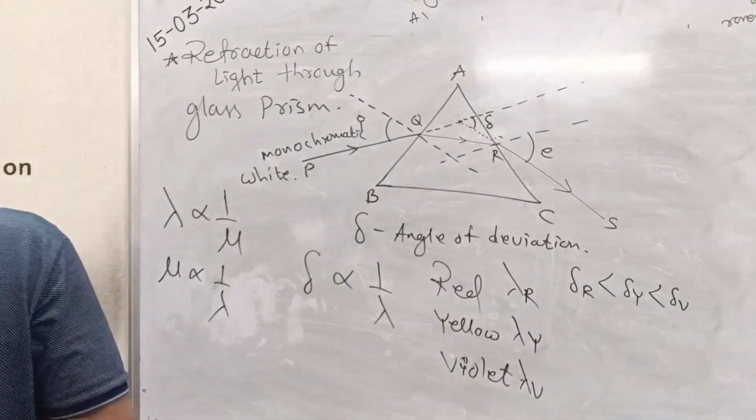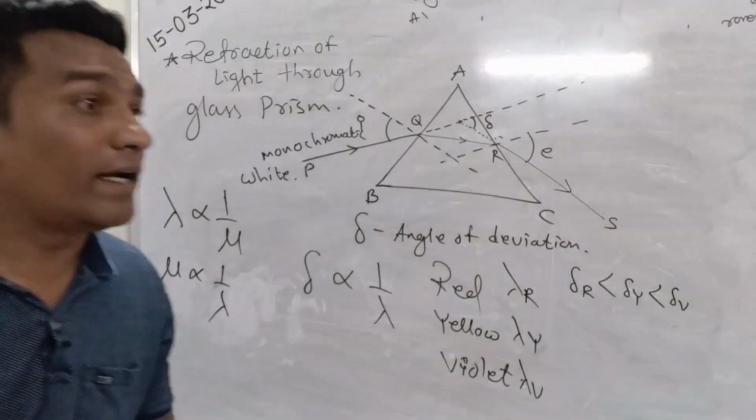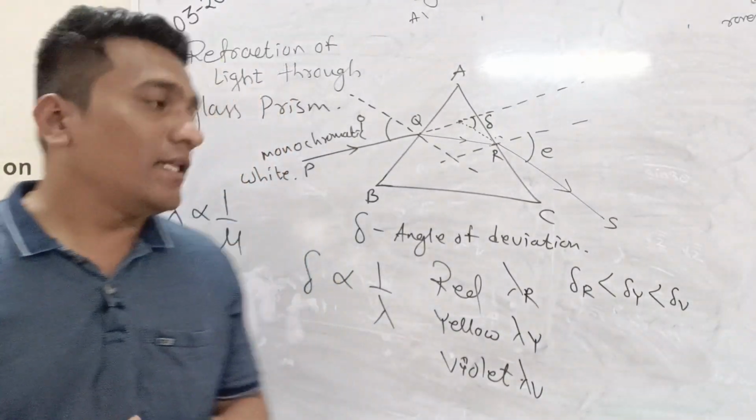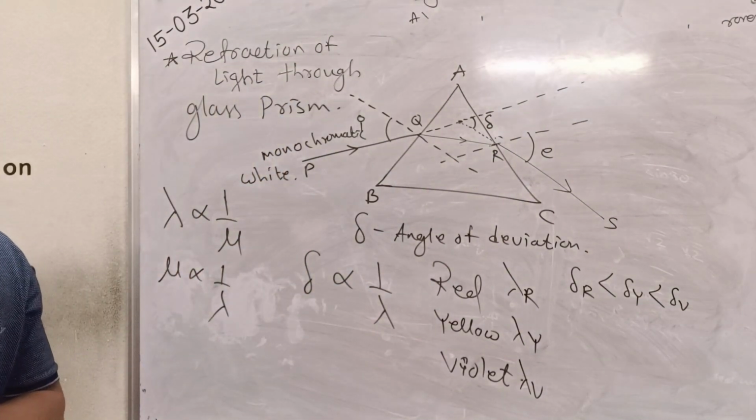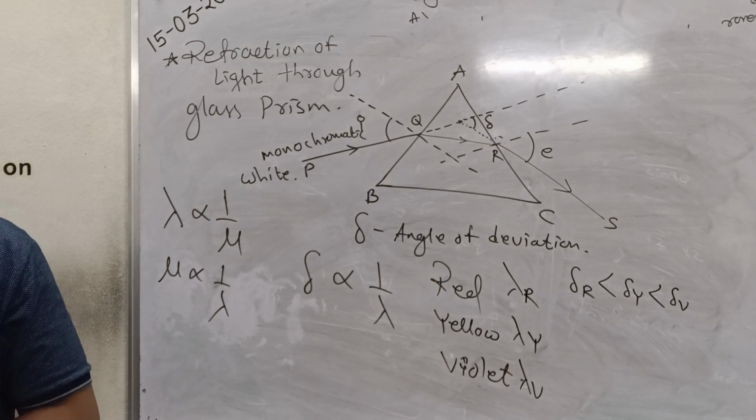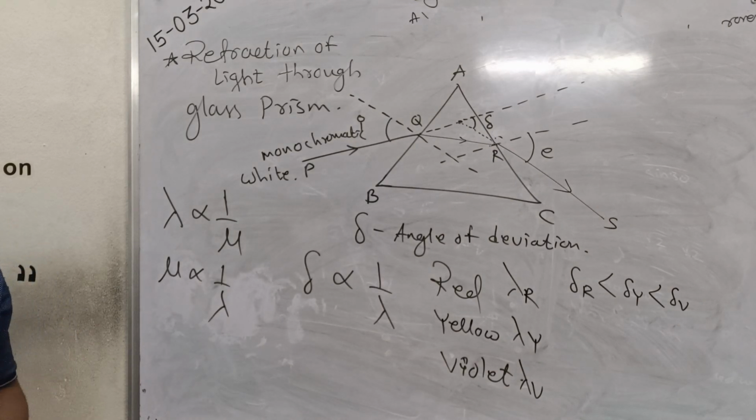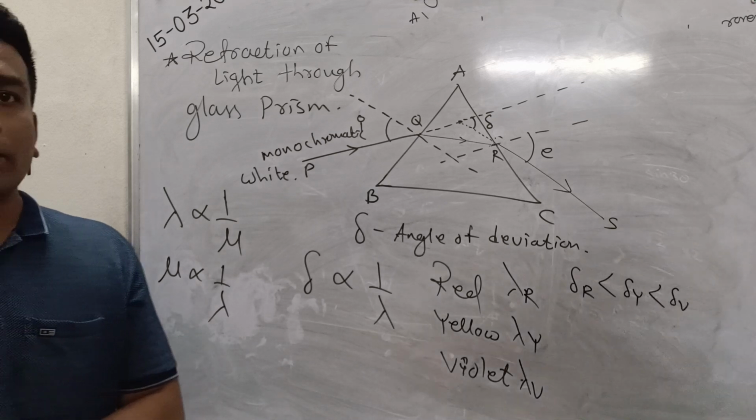They will split. The white light will split into 7 different colors. What is the reason? This is the reason. That's why you observe the dispersion of light. You understood why you observe the dispersion of light? Because of this. Any doubt?